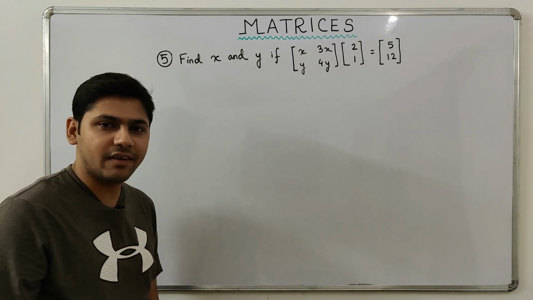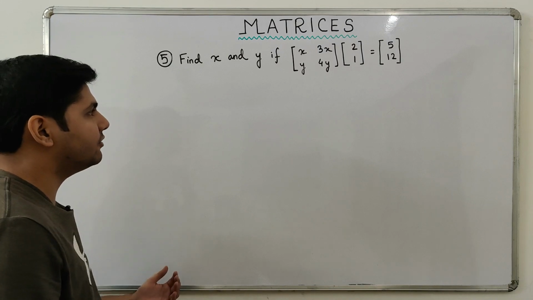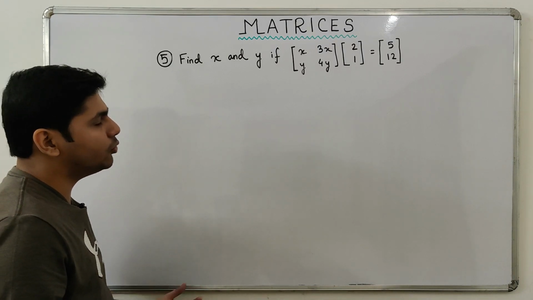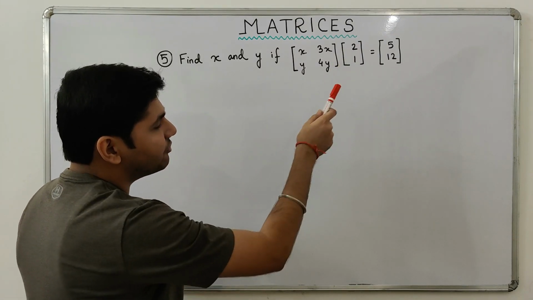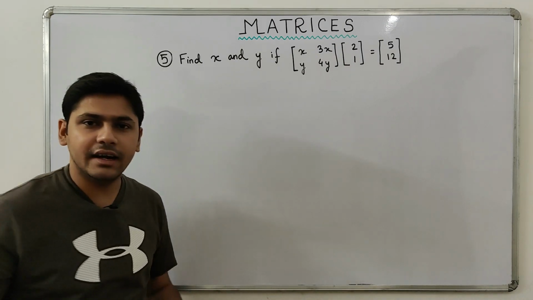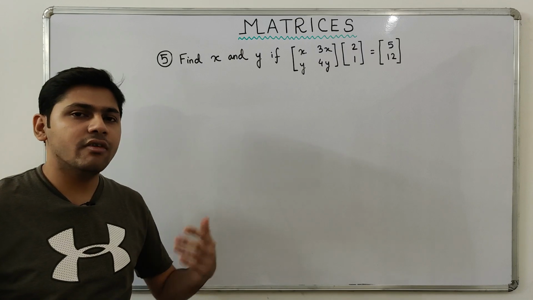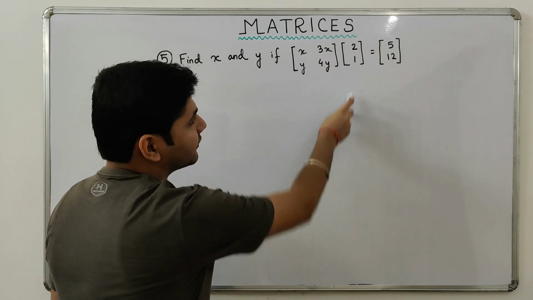Moving on to question number 5, we have: find x and y if the matrix x, 3x, y, 4y into the matrix 2, 1 is equal to the matrix 5, 12. Let's solve it. What is the first thing that we will do over here? We will multiply the matrices this and this.